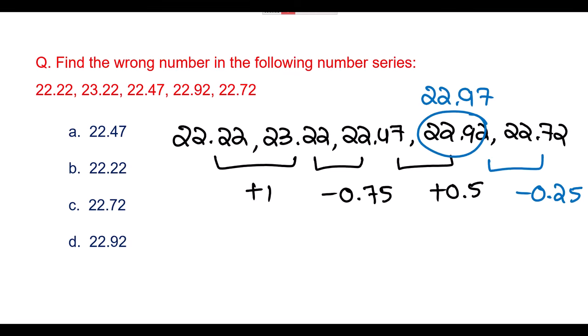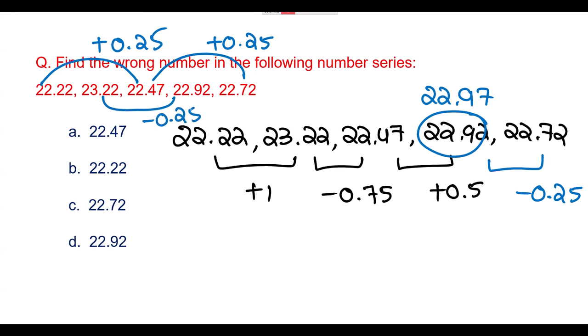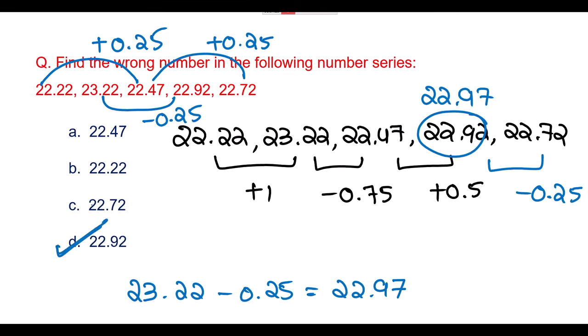That's one side. Or you can go like this. From here to here, 0.25 increased. Alternately, from here to here, 0.25 increased. This is decreasing, so it should subtract 0.25. That is the case also: 23.22 minus 0.25 will give 22.97. So 22.92 is the problem in this. Plus 1, minus 0.75, plus 0.5, minus 0.25.